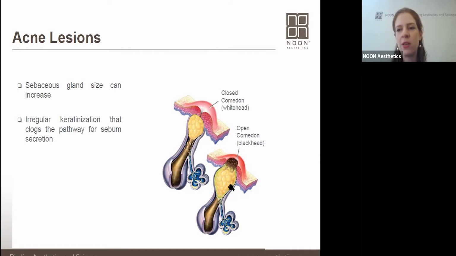It is called an open comedone because the sebum is here, but it's stuck. It can't get out because of keratinization, but some of it did go out, and as it got into contact with oxygen, it became black. It got its black color. And this is the only difference between a blackhead and a whitehead comedone.